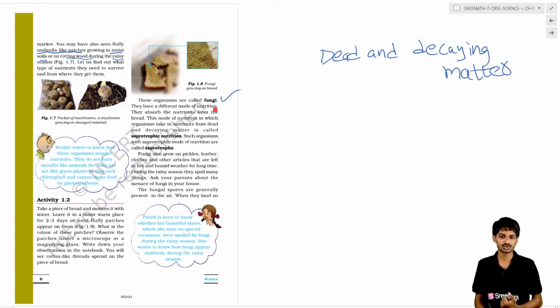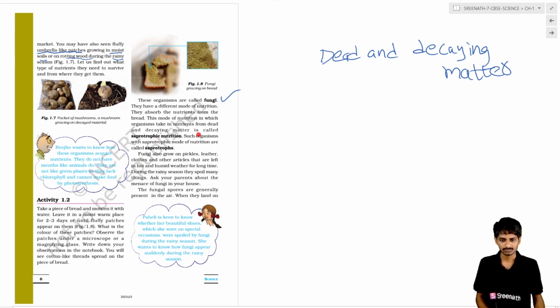How is it getting its nutrients? It is getting nutrients from dead and decaying materials. Fungi is also absorbing nutrients from dead and decaying matter. So these mushrooms and fungi are absorbing nutrients from dead and decaying matter. They are depending upon the dead and decaying matter.